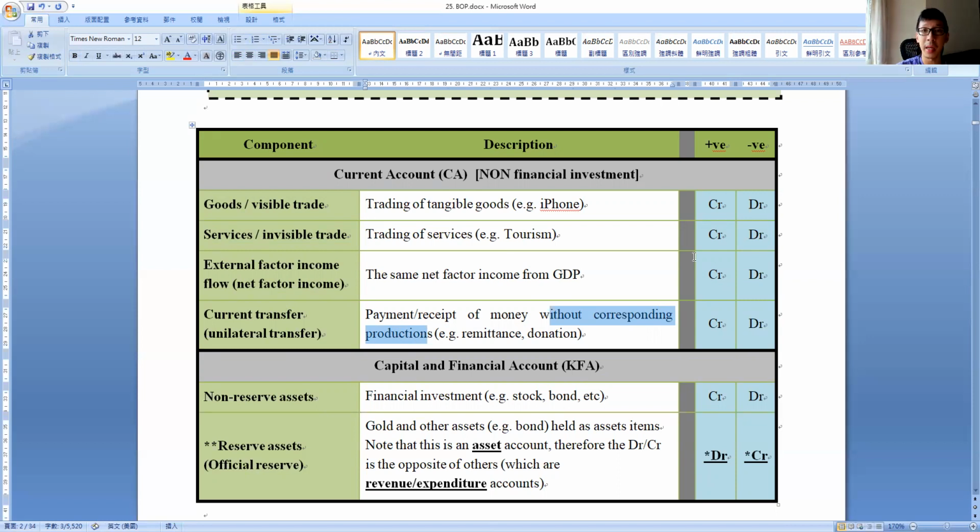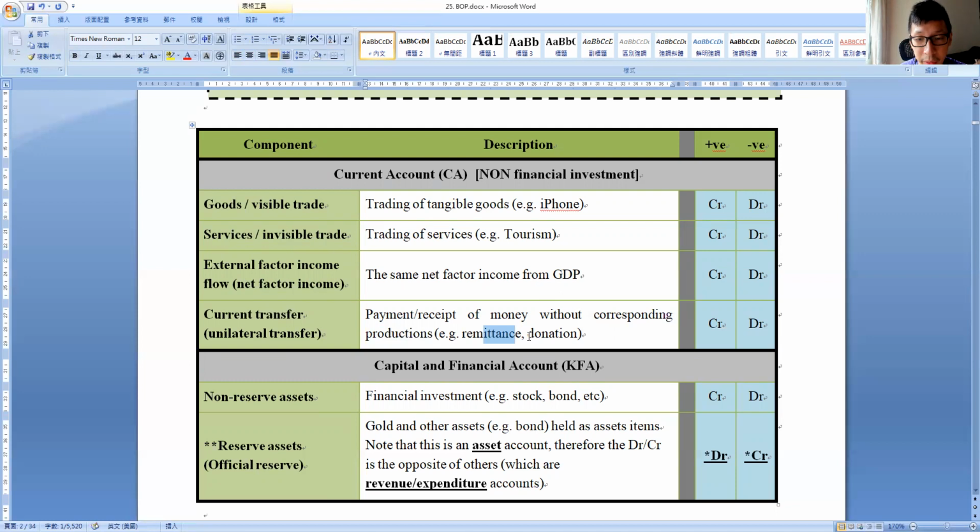Do you have any examples? Two examples. First example, we call it remittance. Sending money overseas. Most likely, maybe your foreign domestic helper. She usually will send some money back to her home country, let's say to her parents, to her husband, something like that. When she sends the money, she wouldn't ask for any production in return. She won't say she wants you to buy something for her. So there is no production, so to speak.